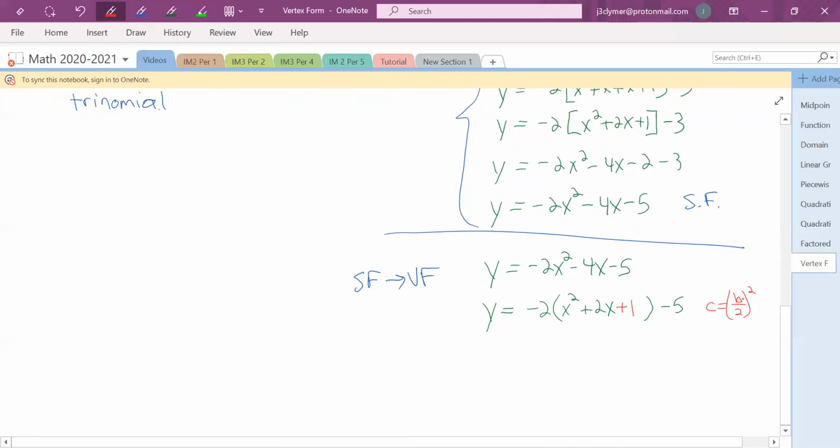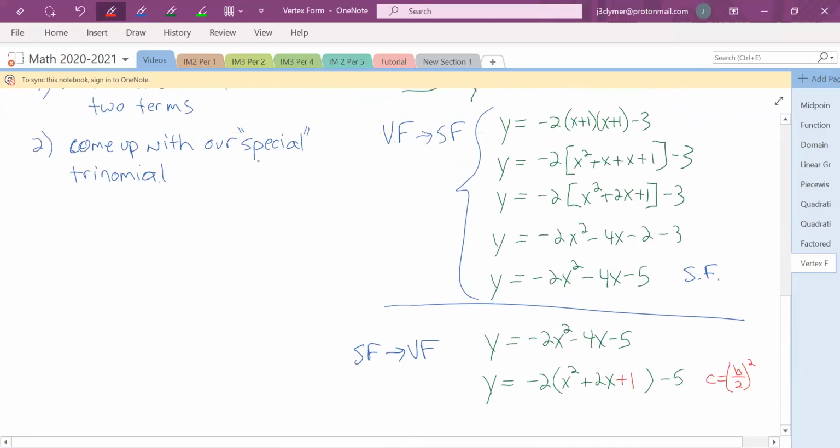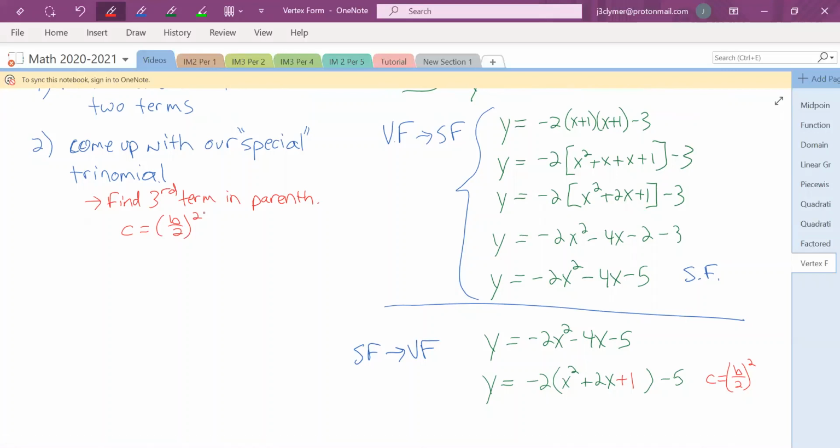All right, so over here, I'm going to say come up with our special trinomial. That means we need to find the third term in parentheses. And we have a little equation for that. It's c is equal to b over 2 squared. Okay, there's a reason why it's that, but we're not going to get into that right now. But there's a reason why we take half of that middle term and square it.